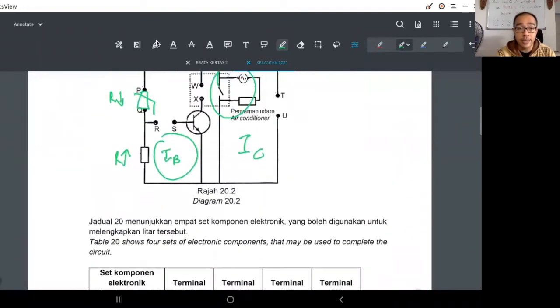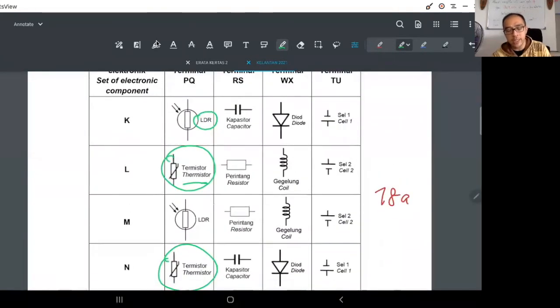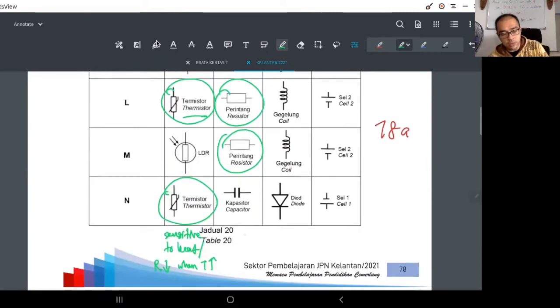Okay, RS. RS is here. Usually, you have two choices lah. You have a capacitor and a resistor. If you remember the transistor circuit, we never work with capacitor. Capacitor is only for diode. So this one obviously will be a resistor. Okay, so what is the purpose of the resistor? Is to control the base current. Sorry, that is what the resistor is for.